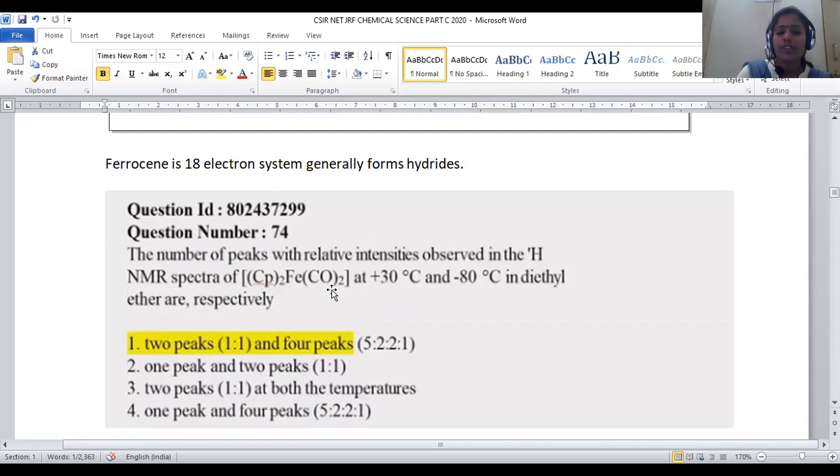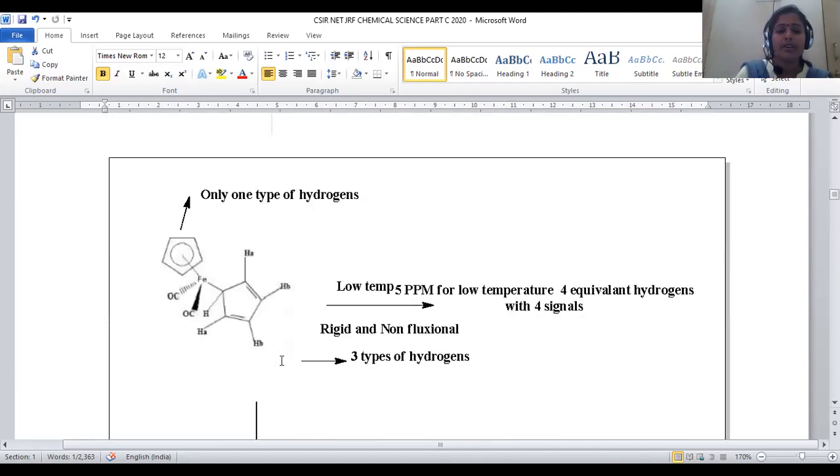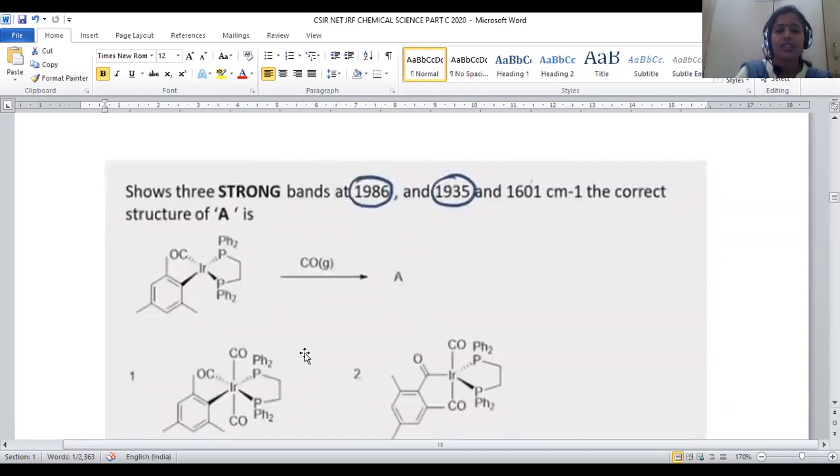So for this Cp2Fe(CO)2 taken twice, at 30 degrees, you will get 2 peaks of intensity ratio 1:1. At minus 80 degrees, the peak intensity ratio will be 5:2:2:1 with 4 peaks. For question number 74, option number 1 will be the right answer. Let us move on to question number 75.